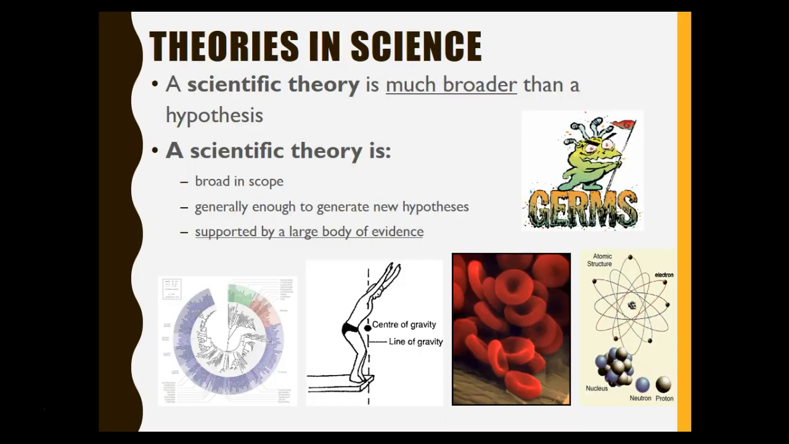A theory is much broader than a hypothesis. It includes much more information and much more topics. So it's usually broad in scope, so very general topic. It usually generates new hypotheses, and it's supported by a large body of evidence. I think that is the most important part here.